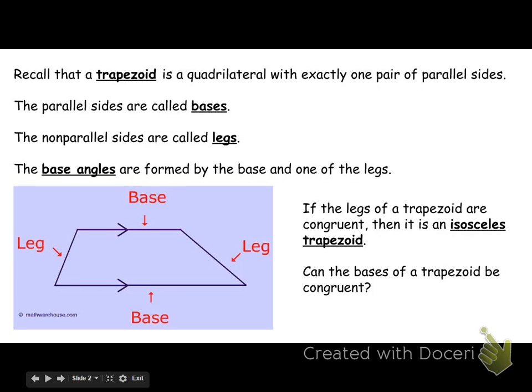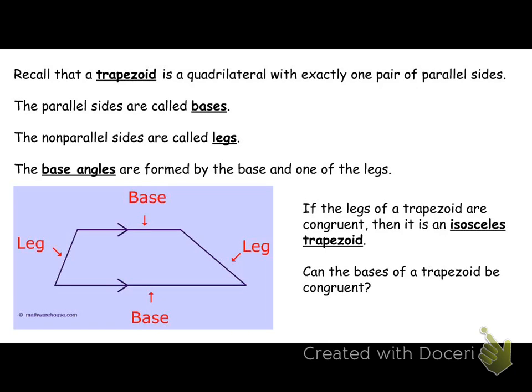If the legs of a trapezoid are congruent, then we refer to this as an isosceles trapezoid. The legs of a trapezoid are congruent, then it is an isosceles trapezoid. Would that make the two bottom angles equal, like in a triangle? The angles? Do you know what I mean? Yes, I do. And the answer is yes.